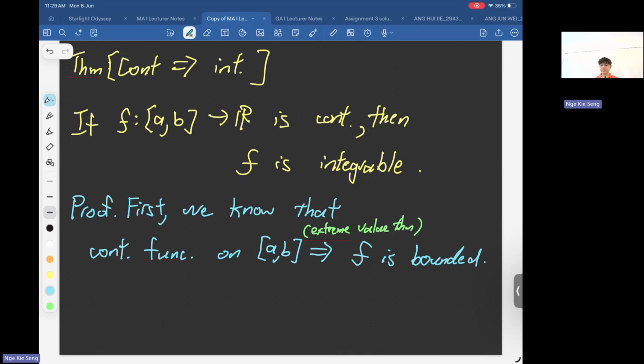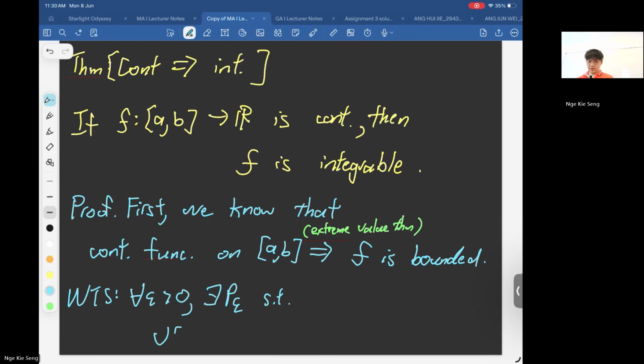Okay, so we want to show integrability. What we do is use the theorem that we established at the start of the class. So what do we want to show? For every epsilon greater than 0, there exists a partition P epsilon such that U(f, P epsilon) minus L(f, P epsilon) is less than epsilon. Okay, so we want to do this.